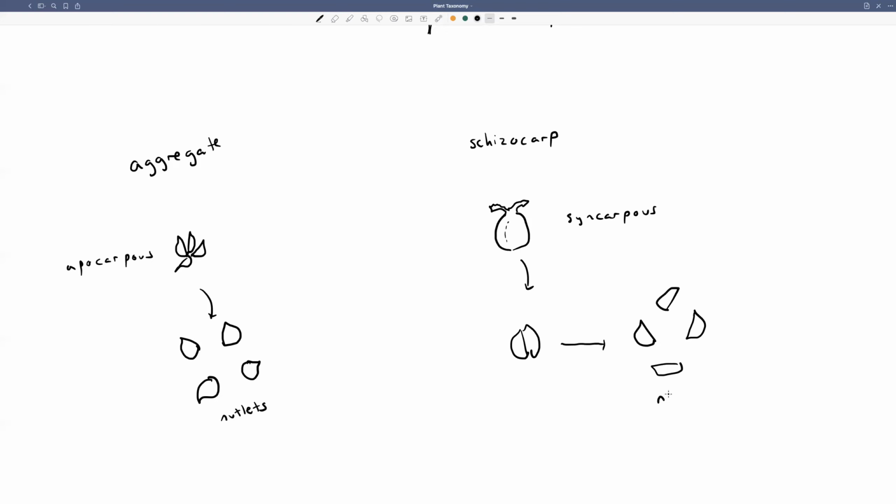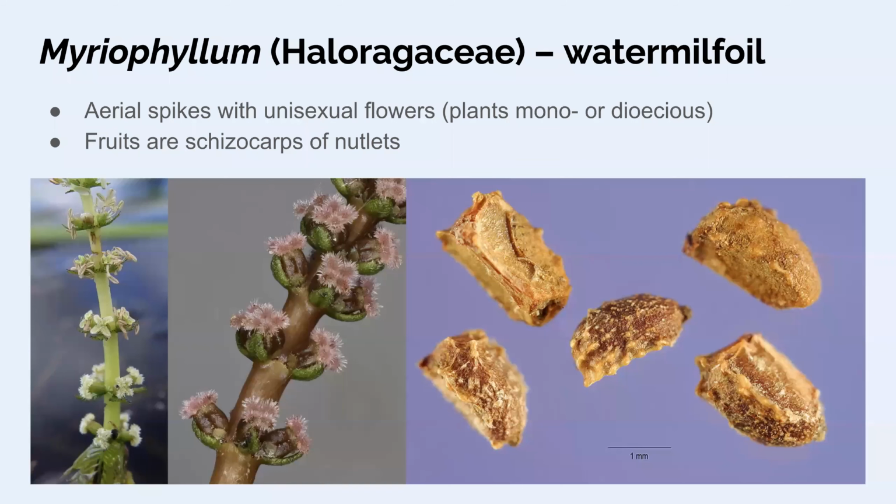You still end up with nutlets, but the starting point is different. The starting point for a schizocarp was a unified syncarpous gynoecium with one ovary, and it's just the ovary breaks apart. So maybe a fine difference.